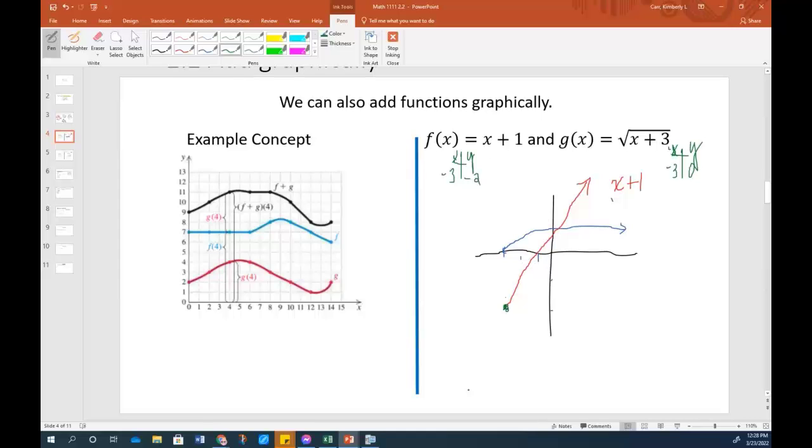All right, let's try at the negative 1. If I plug in a negative 1 to that first function, negative 1 plus 1 is 0. That's where it's crossing right here. If I plug in a negative 1 to the second function, negative 1 plus 3 is 2. The square root of 2 is approximately 1.4. So 0 plus 1.4 is going to be 1.4. So at negative 1, it had to go to 1.4.